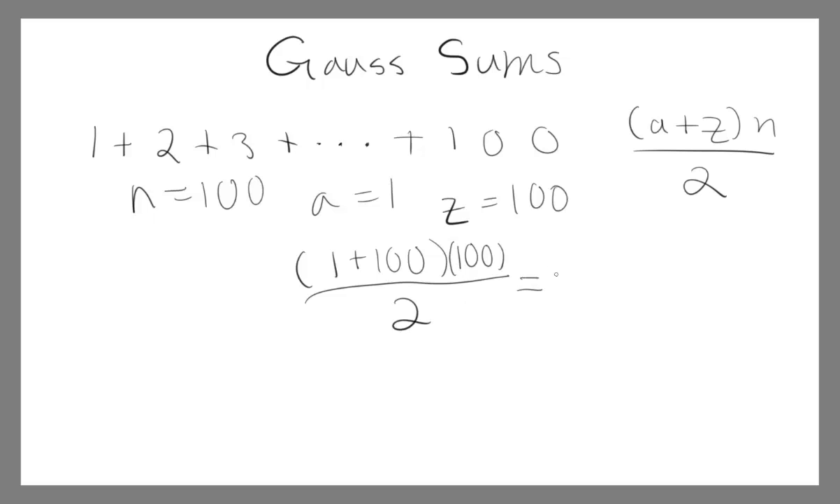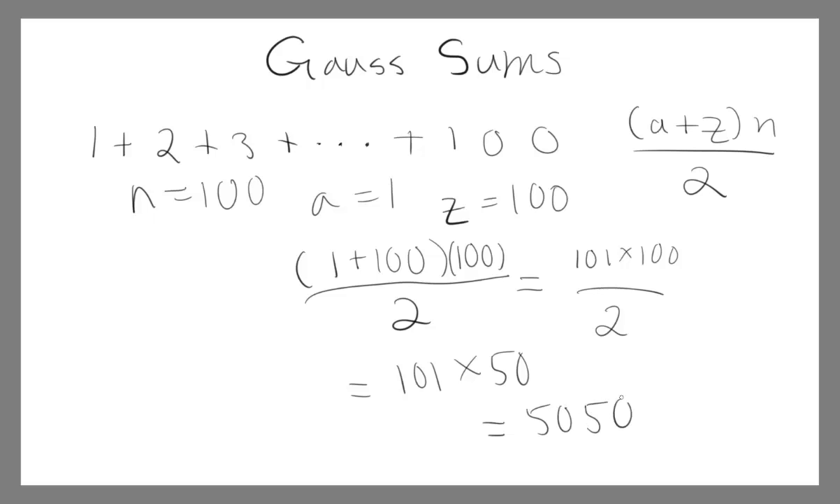What does this give us? On the top we have 101 times 100 divided by 2, which is equal to 101 times 50, which is equal to 5,050. And if you use a calculator here, you're going to find that you get the same answer. If you just add every single number up together, you're going to get 5,050. So this is essentially a really quick and precise way to add a series of numbers together.